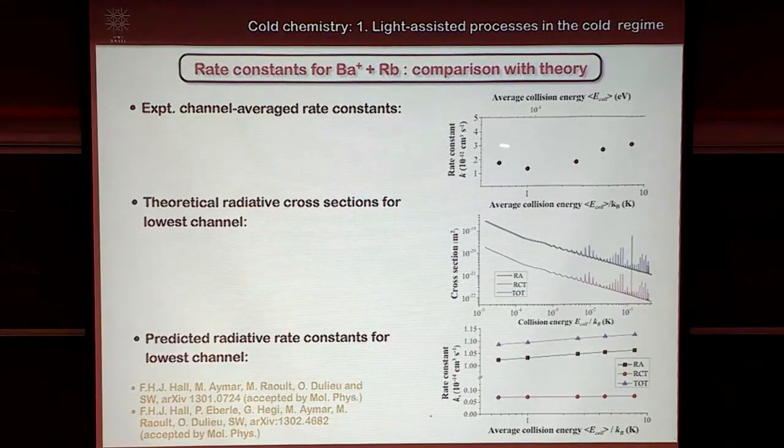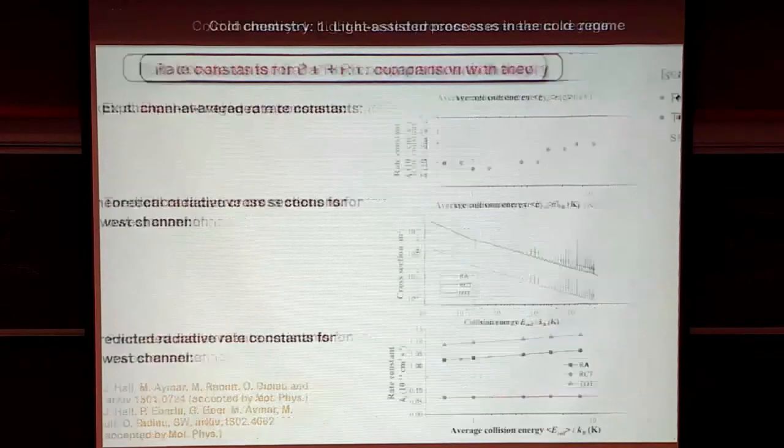For barium plus rubidium, we see again in the experiment a very flat dependence of the rate constant on the average collision energy. These are again for the lowest channel, the radiative cross sections for radiative association and radiative charge transfer. Again, we see this resonance structure. And again, if we convolute this, or velocity average this, with our collision velocity distributions, then we get rate constants for these processes which are predicted to be essentially flat with collision energy. So how can we understand this?